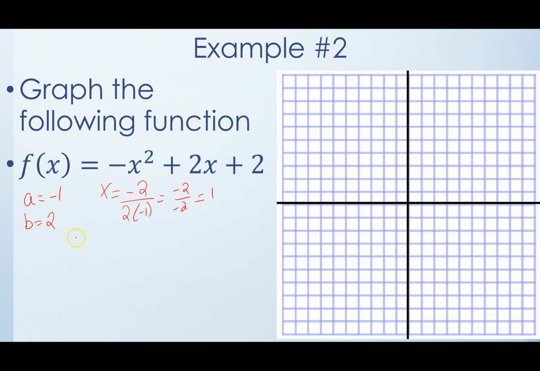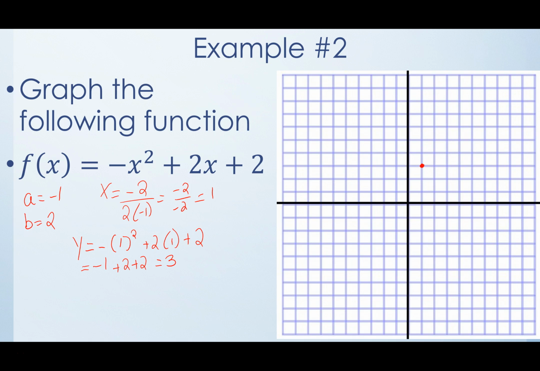We then plug that 1 back into the function. So negative of 1 squared plus 2 times 1 plus 2. So again, we square the 1 first before we deal with the negative, so this becomes negative 1 plus 2 plus 2, which is 3. So our vertex point will be at 1, 3.